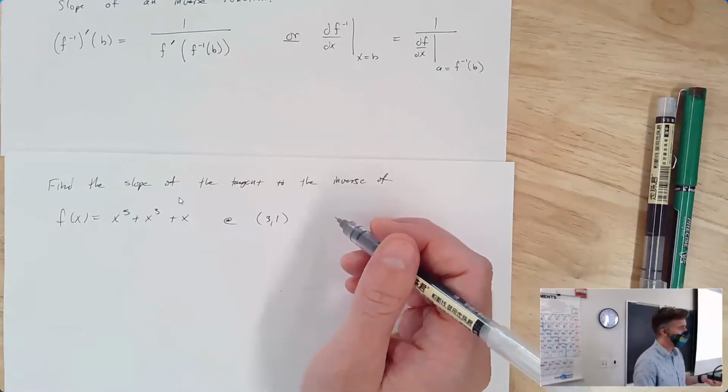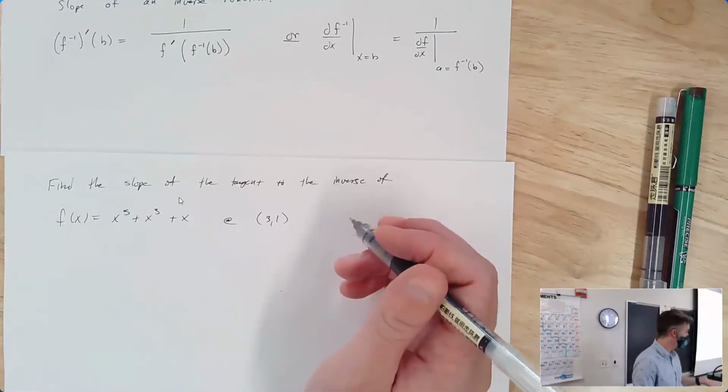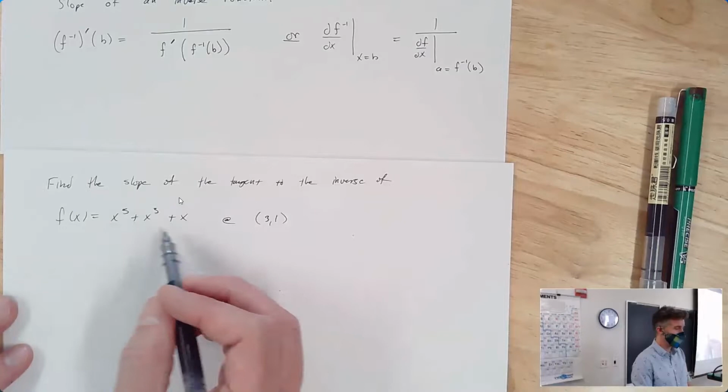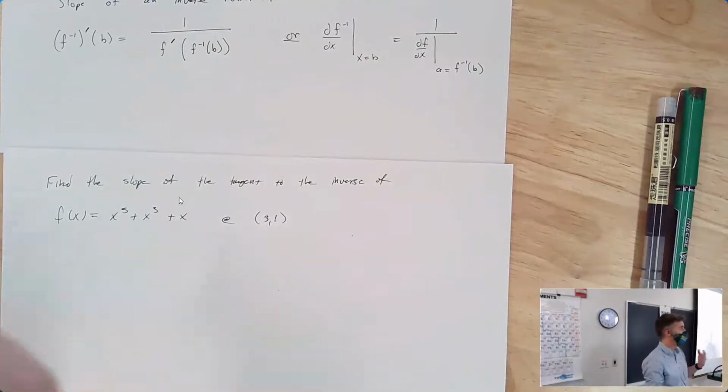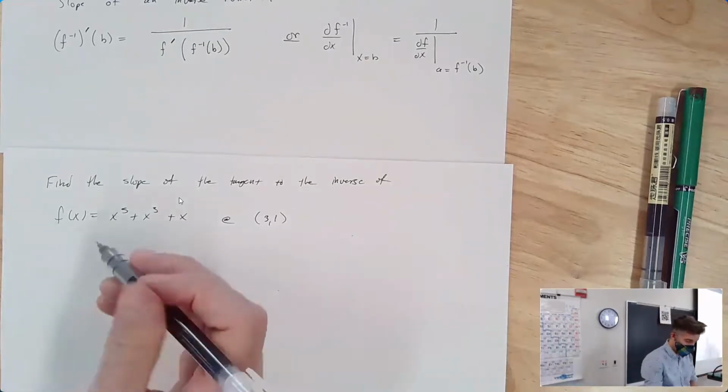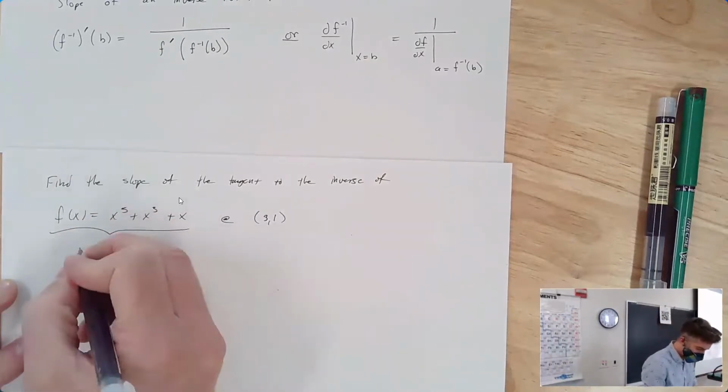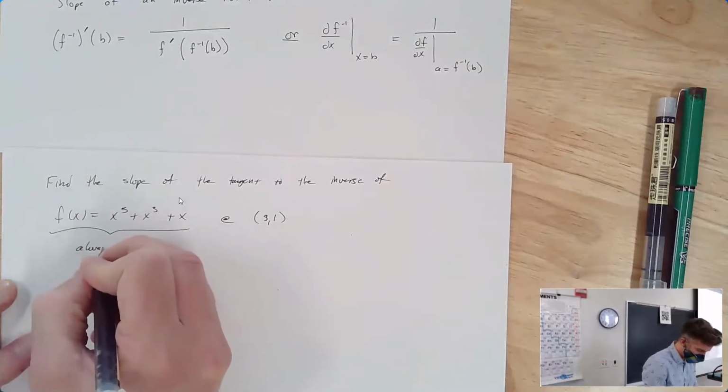And the way I know it's invertible is because this function is always increasing. If you think about it, x to the 5th from left to right is always getting bigger. X cubed from left to right, always getting bigger. X from left to right, always getting bigger. And if you add things that are always getting bigger from left to right, then they're always getting bigger from left to right. So this function is always increasing.